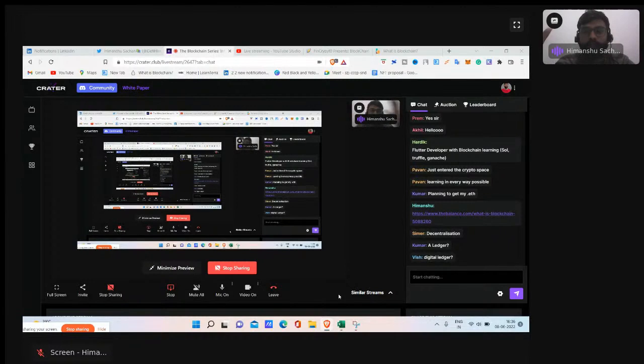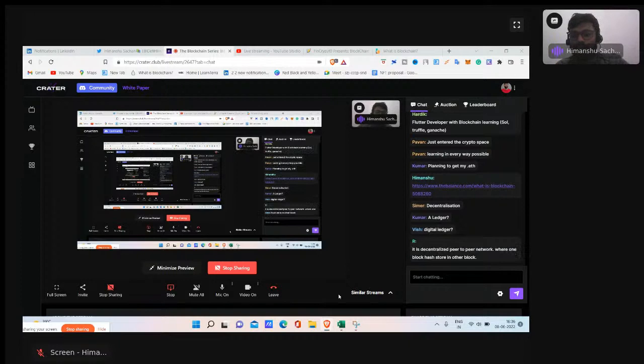There is one more concept that we look at, called the peer-to-peer ecosystem. It is a P2P ecosystem where data is distributed between multiple parties. Instead of holding the data with one party, we have data that is distributed to multiple parties, which means it is a peer-to-peer ecosystem, okay. So in simple language, it is a decentralized peer-to-peer network where one block has a store in other blocks. This is what somebody has written. But let me tell you in detail.